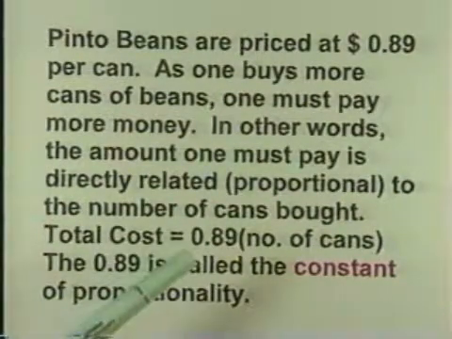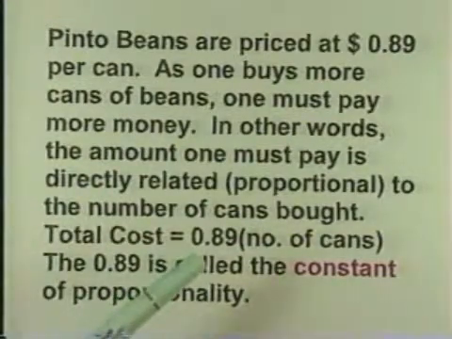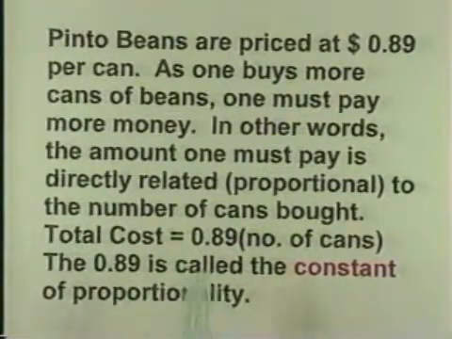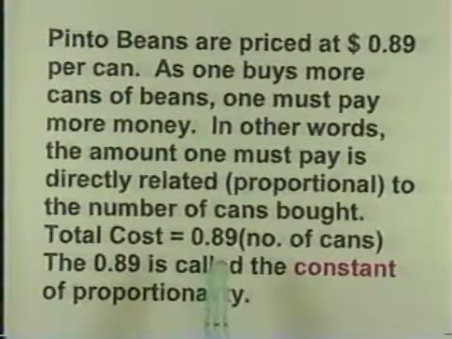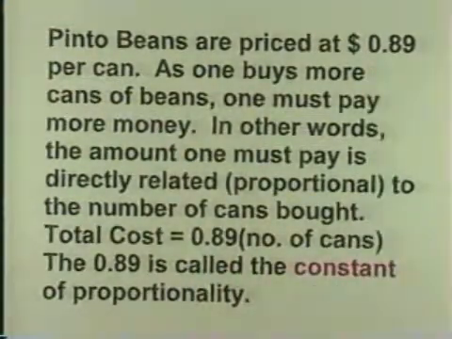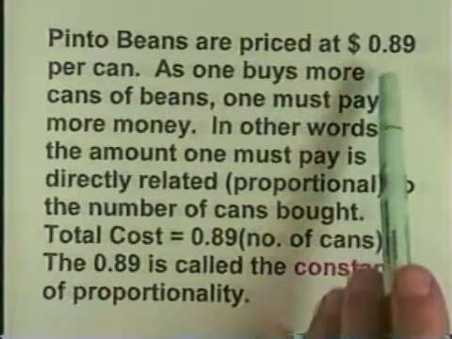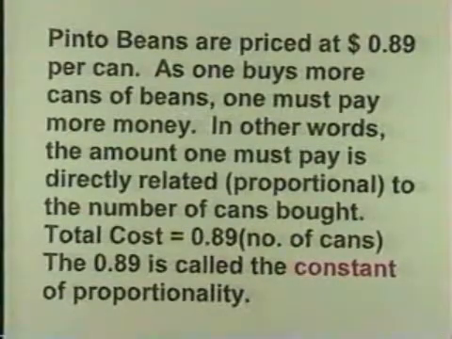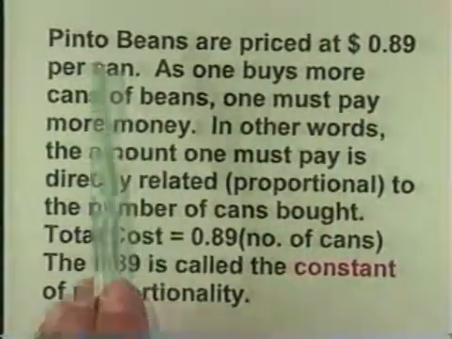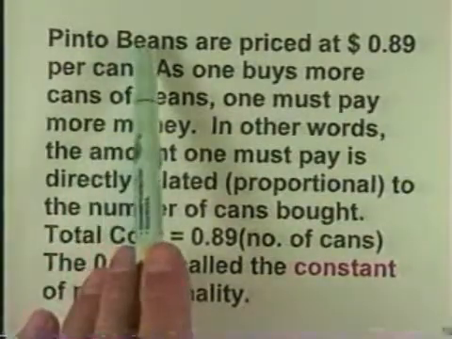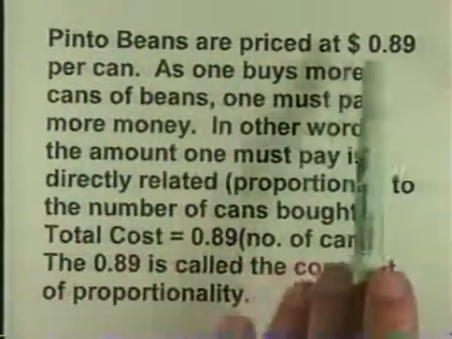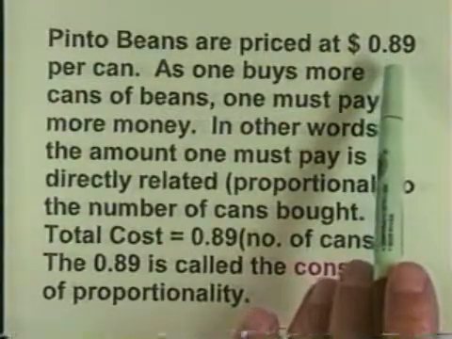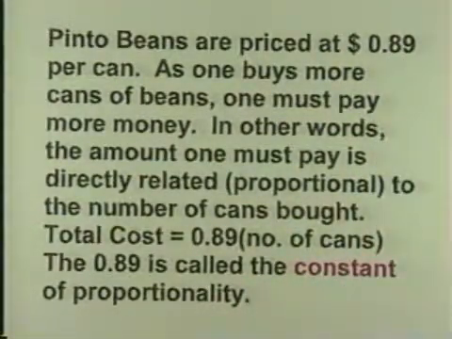Now, for this particular size can of pinto beans, the 89 cents is constant. So for every can of this size and this brand that you pick up, you will pay 89 cents for it. Now, if you decide to buy a larger can of pinto beans, then it will no longer be 89 cents. Or if you decide to buy sauerkraut rather than pinto beans, it will probably not be 89 cents. But for this brand of pinto beans in this size can, 89 cents is constant. It's called the constant of proportionality.